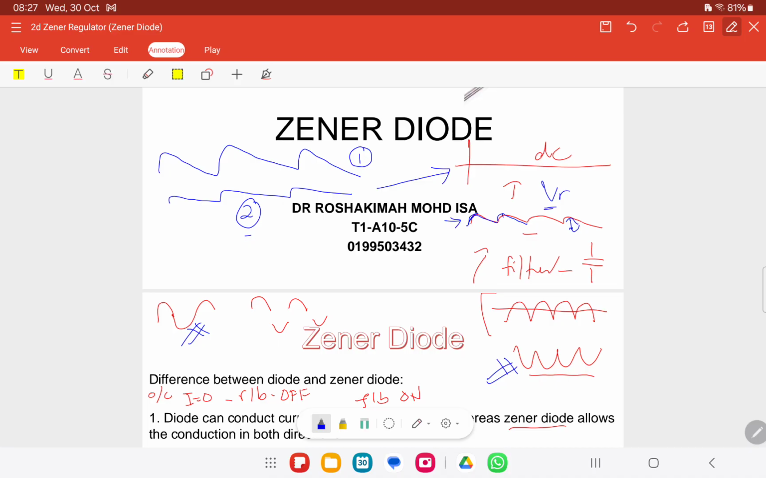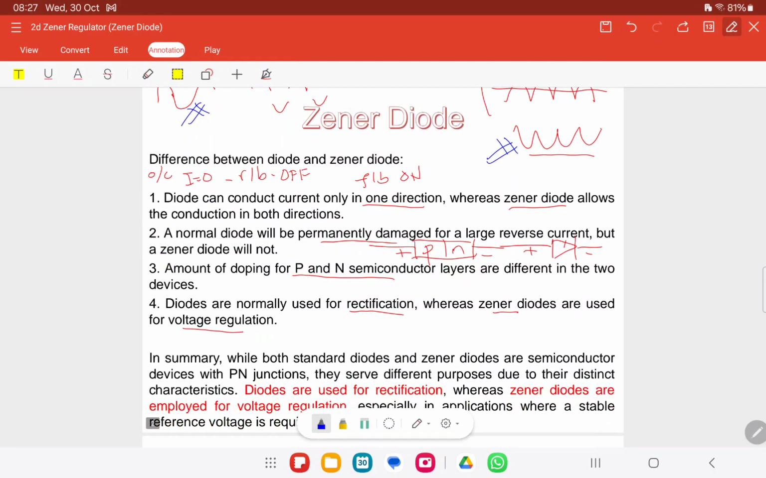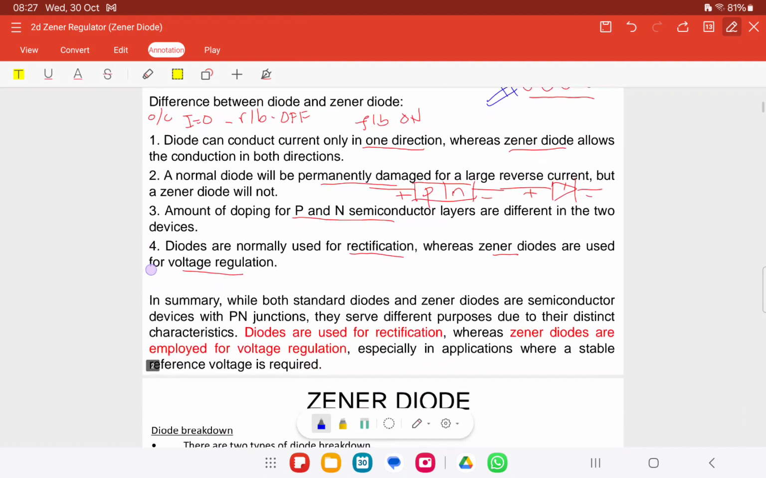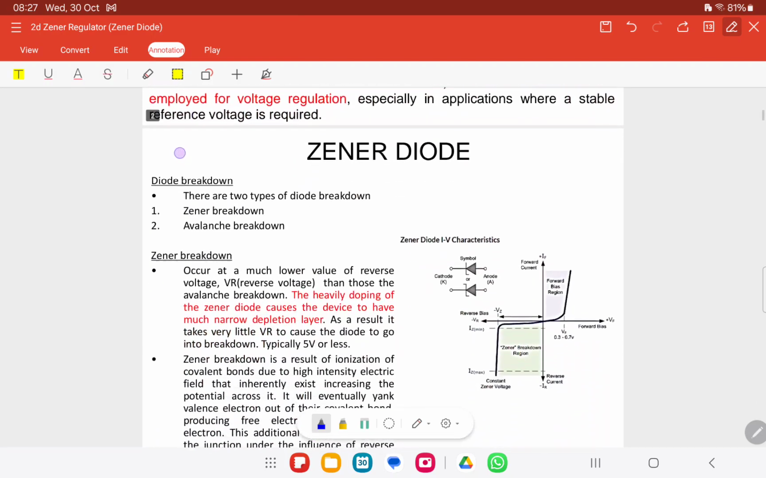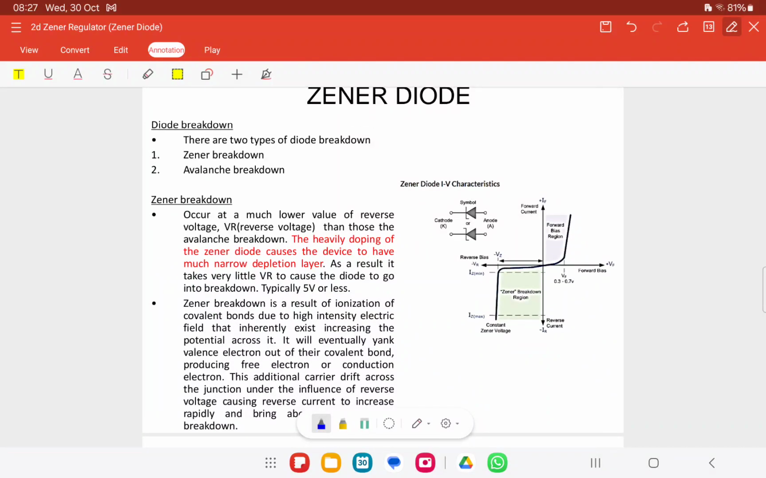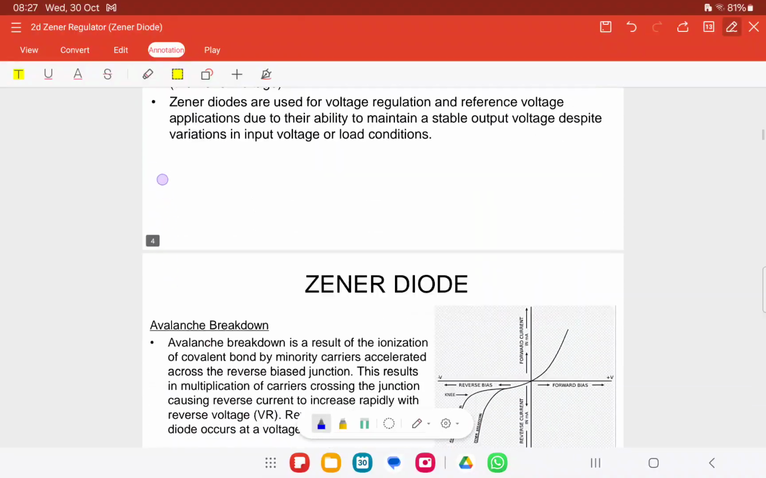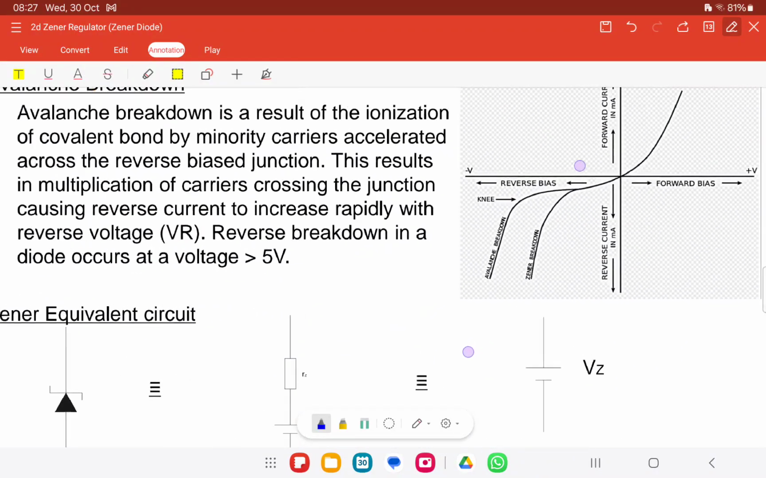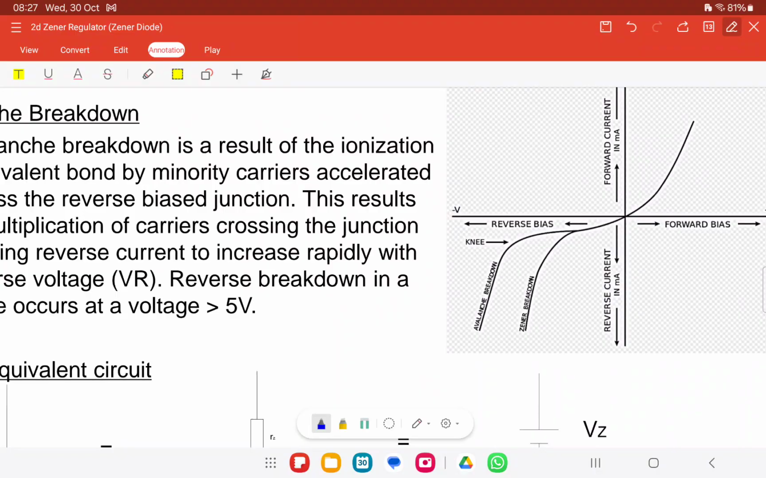So that is in rectification and also voltage regulation. In voltage regulation, we have the Zener diode. So we will look at the Zener diode. We discussed this the other day: we have Zener breakdown and avalanche breakdown. I want to use this one, in reverse bias. For Zener breakdown, this is due to what?